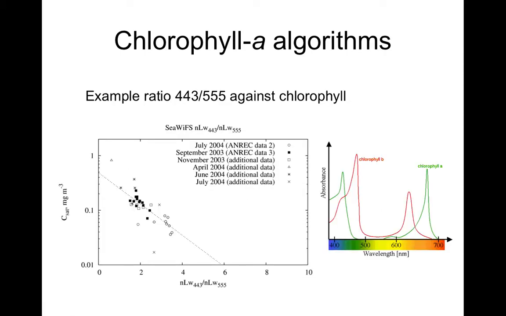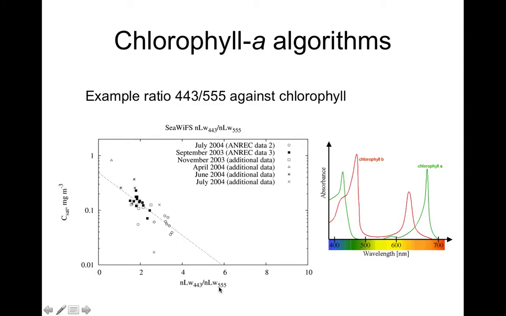So here we have an example. This is for a sensor called SeaWiFS, which is an old US NASA sensor. They're interested in this particular algorithm using wavelengths of light at 443 nanometers, or center wavelengths, and 555. These were two of the center wavelengths of this particular sensor. These are the in situ data, which were all collected in the Mediterranean during 2003 and 2004. And you can see the linear relationship.